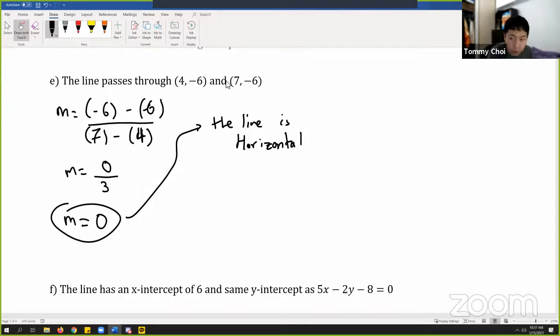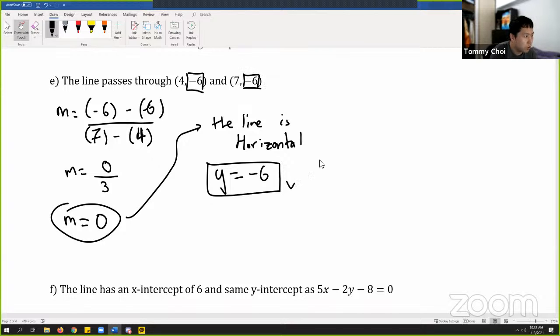So looking back at our points, we can look, oh, wait, the y values are the same. So the equation is y equals negative 6. Right? We can see that the y values are the same here. And this would be your final answer.